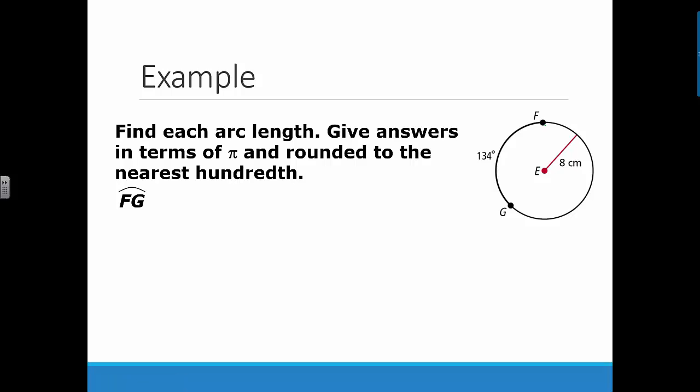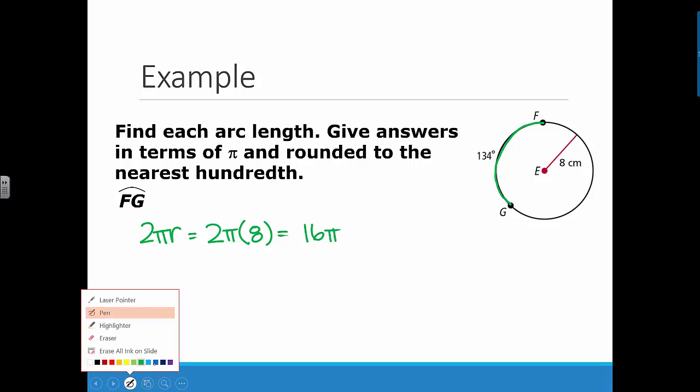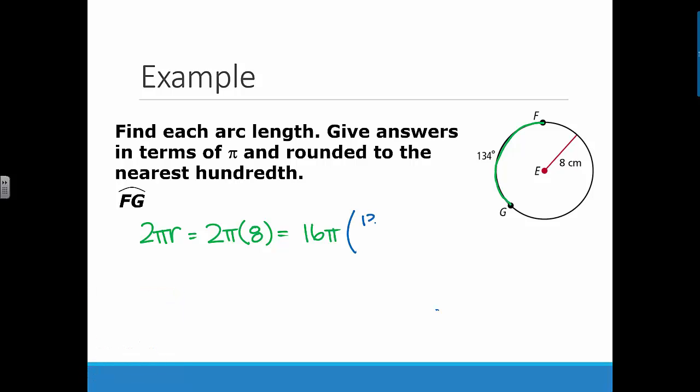So we need to find the distance from F to G. I want to know what this measure is right here. So if I wanted the entire circle, I would find the circumference, which is 2 pi r. So 2 times pi times my radius. Or it'd be 16 pi. That would be all the way around. But I don't want all the way around. I want 134 out of 360 degrees.